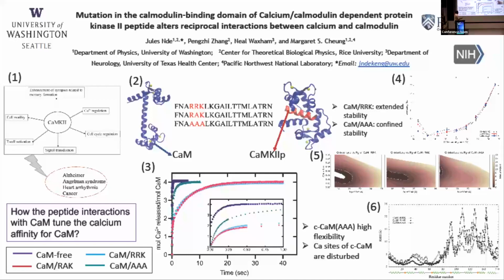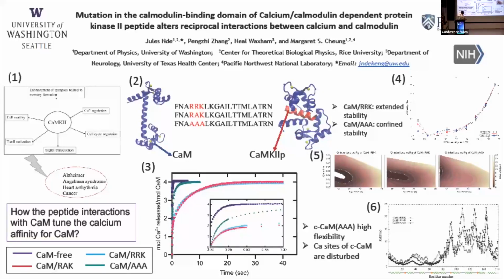You can see that in the presence of the system with no mutation, the calcium affinity for the calmodulin is highly increased as compared to that of the free CaM. On the other hand, the system with triple mutation shows a high decrease in calcium affinity for the calmodulin relative to the wild type, as you can see here. So this highlights the importance of these charged residues RRK in the binding process of kinase 2 with the CaM.